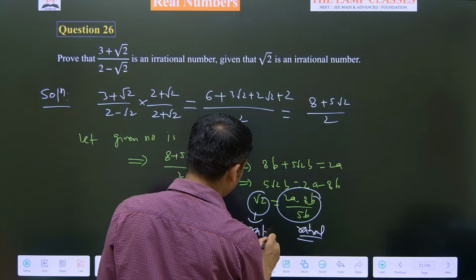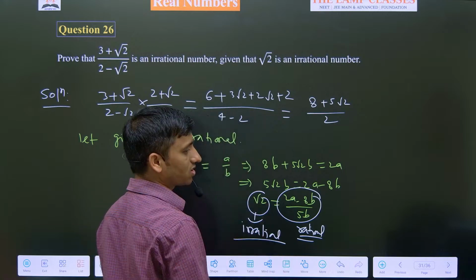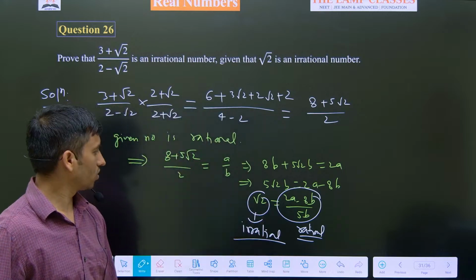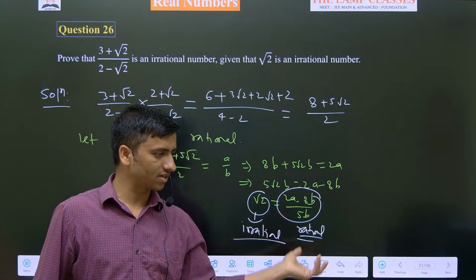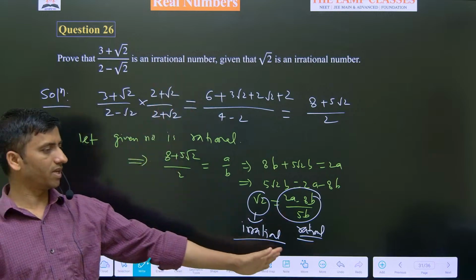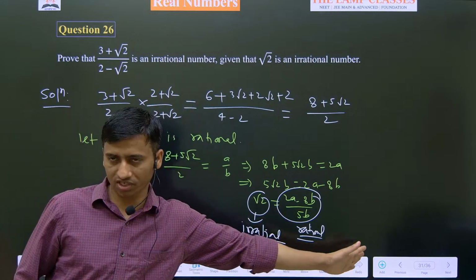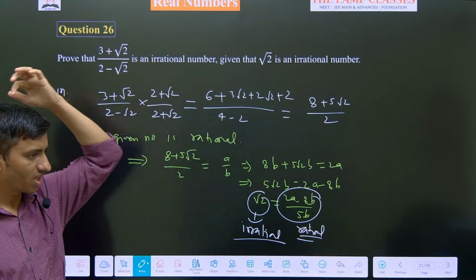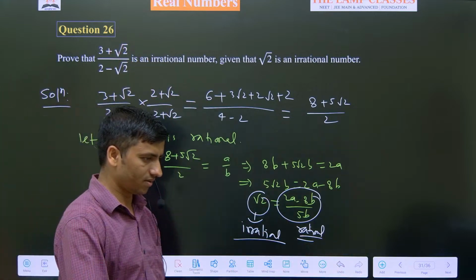Even if in the question they had not given it, we could have assumed it because it's a 3-mark question. So that's wrong, na? Rational and irrational cannot be the same. So you will simply write the conclusion. Our assumption is wrong. Hence, it has to be an irrational number, right?